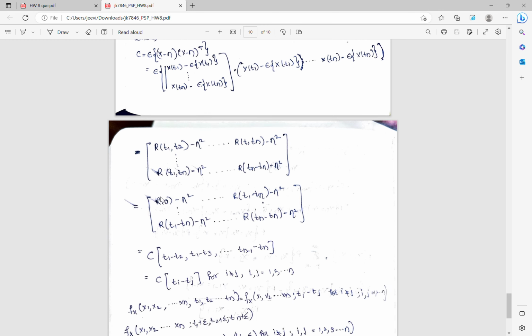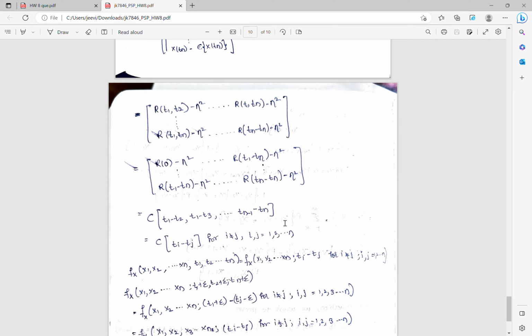This can be written as R of 0 minus eta square and so on till R of t1 minus tn minus eta square, and R of t1 minus tn minus eta square and so on till R of tn minus tn, minus eta square. This whole thing will be equal to C of t1 minus t2, t1 minus t3, and so on till tn minus 1 minus tn. That is, this value is equal to C, which can be written as C of ti minus tj for i not equal to j, and the values of i and j will always be positive till n.